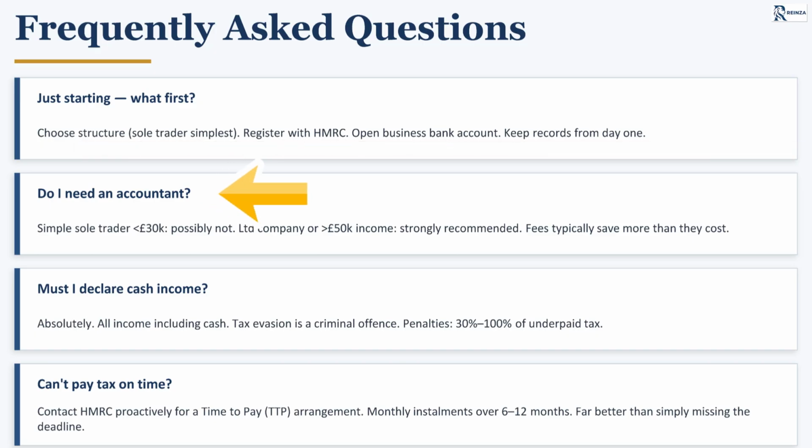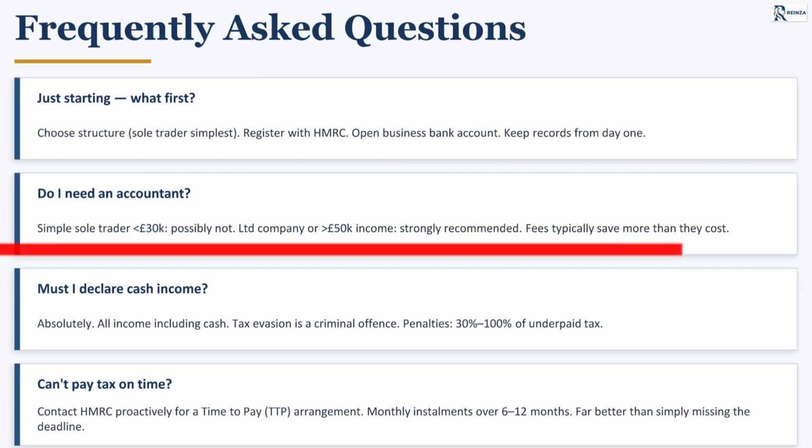Question 2. Do I need an accountant? If you are a simple sole trader earning under £30,000, you may be able to manage on your own with accounting software. But if you are running a limited company or earning above £50,000, I strongly recommend having an accountant. Their fees typically save you more than they cost through tax efficiency and avoiding mistakes.